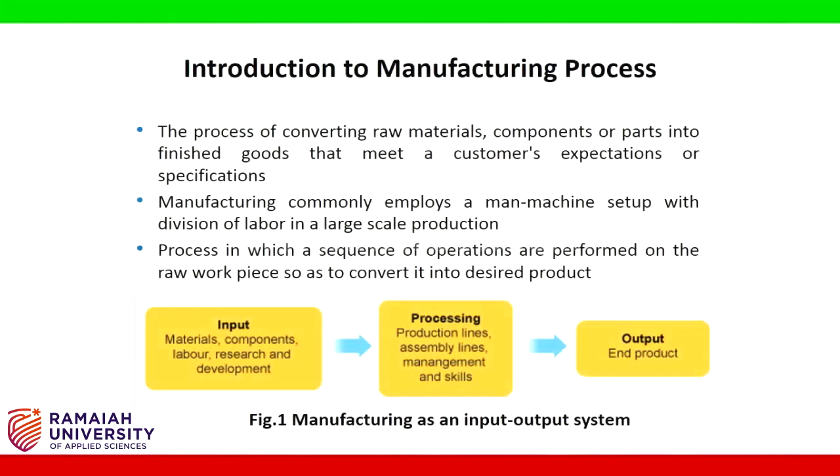Manufacturing process. The process of converting raw materials, components or parts into finished goods that meet a customer's expectations or specifications. Manufacturing commonly employs a man-machine setup with a division of labor in a large-scale production process in which a sequence of operations are performed on the raw workpieces so as to convert it into the desired product.